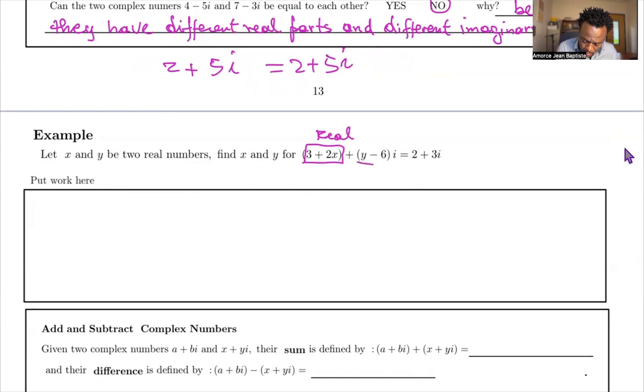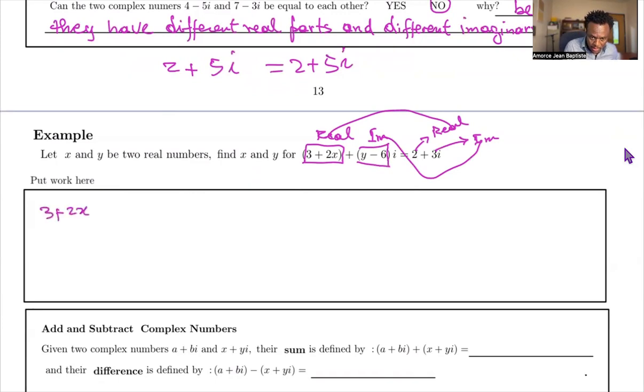And then that's the imaginary part. So that's the real and that's the imaginary. So real should be equal to real and imaginary should be equal to imaginary in order for you to get equal complex numbers. So basically I need 3 plus 2x equals 2 and y minus 6 equals 3.